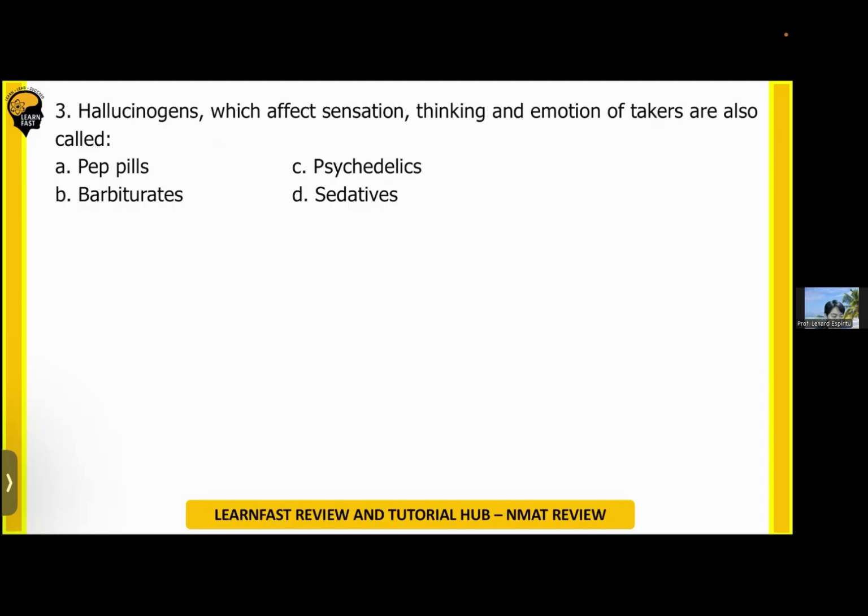Number three, hallucinogens, which affect sensation, thinking, and emotion of takers, are also called A, pep pills, B, barbiturates, C, psychedelics, or D, sedatives.